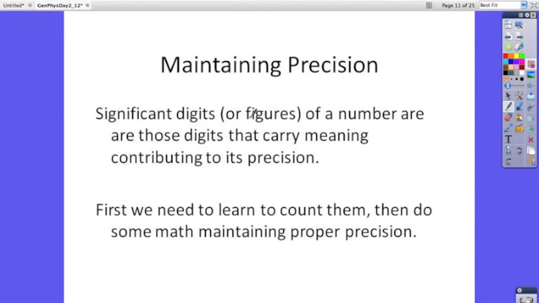We make measurements and then we do calculations with them, and it's important that the precision of our measurements be maintained as we're doing those calculations. Significant figures are those digits that carry meaning, contributing to its precision. So we need to be able to count these significant digits. And then we're going to learn how to add, subtract, and then multiply and divide to maintain the correct precision.